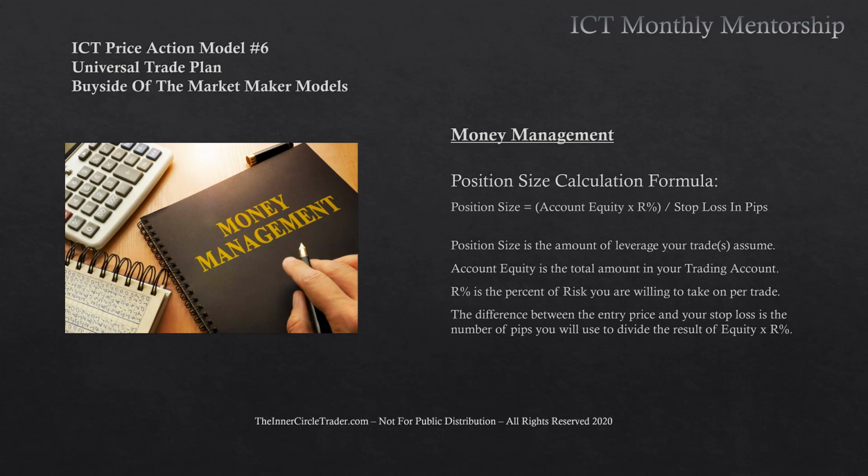Now, if you're using multiple orders, you have to divide that in the total number of orders you're going to have. So if you're willing to risk 2%, and you're going to be using 4 orders, let's say, 4 separate orders at 1/2 of 1% would give us the same thing as 2% risk. The difference between the entry price and your stop loss is the number of pips you will use to divide the result of equity times R percent.